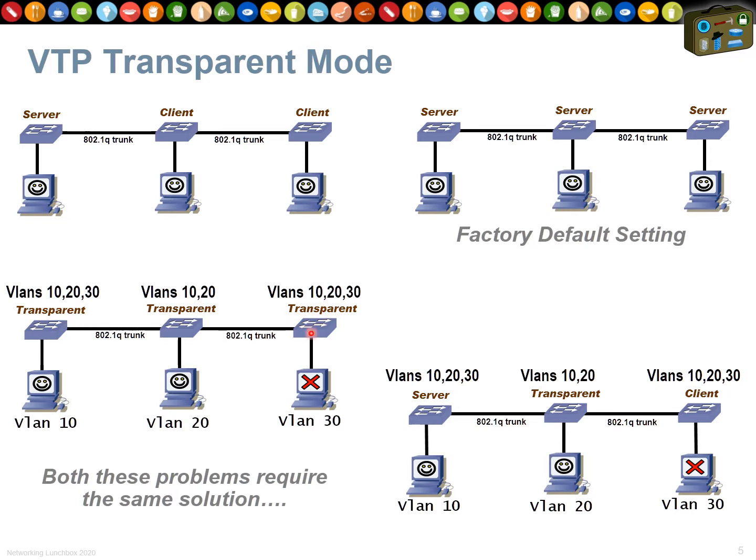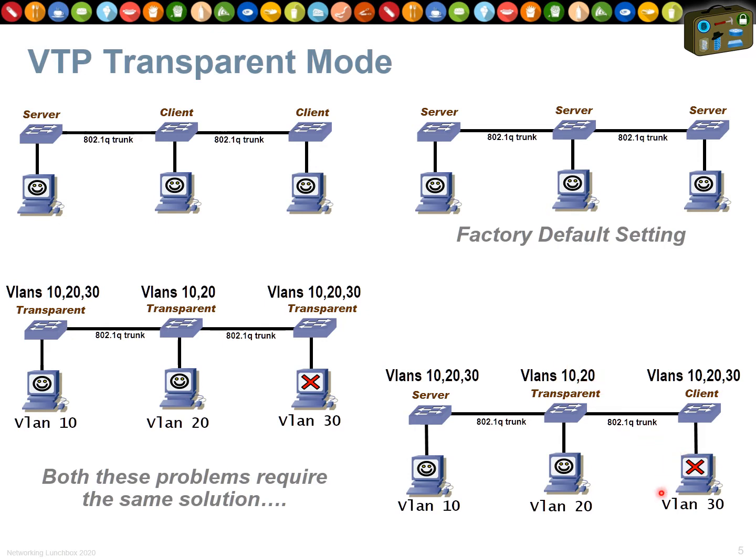But here we've got some problems. We've got three transparent switches. These three switches have all been configured manually with the VLANs 10, 20, 30, 10, 20, 10, 20, 30. But this poor guy over here, he's not getting any love. Here we've got a server, a transparent, and a client. The server has 10, 20, 30, and has pushed it through the transparent switch towards the client, so the client has learnt 10, 20, 30.